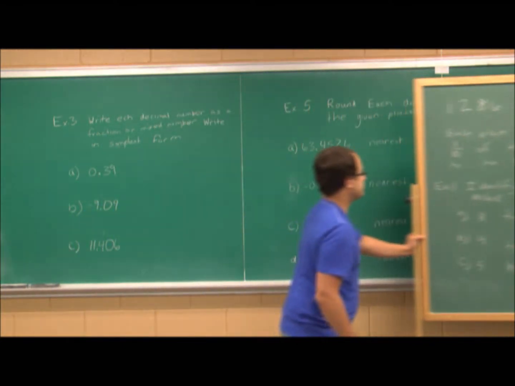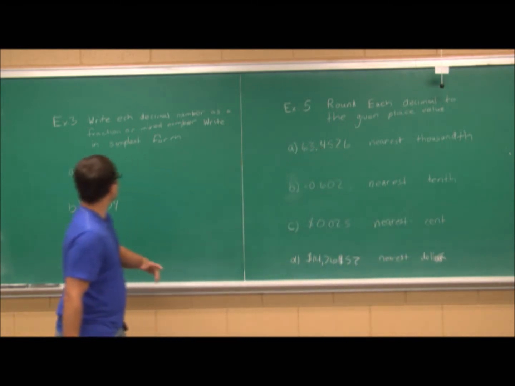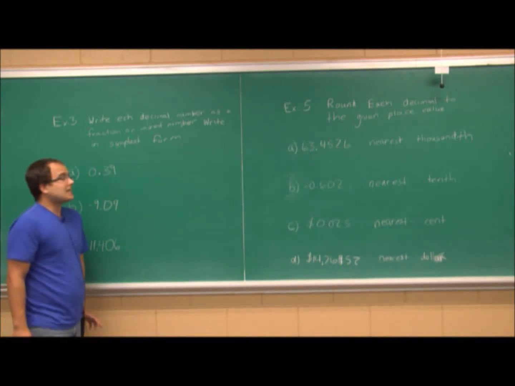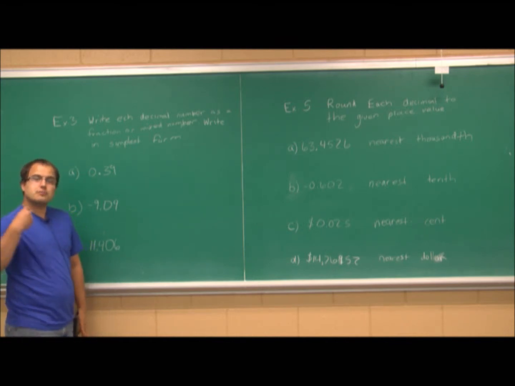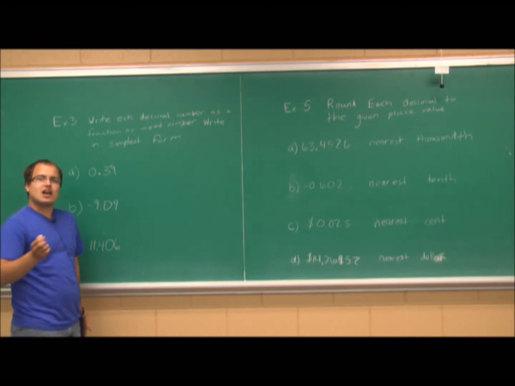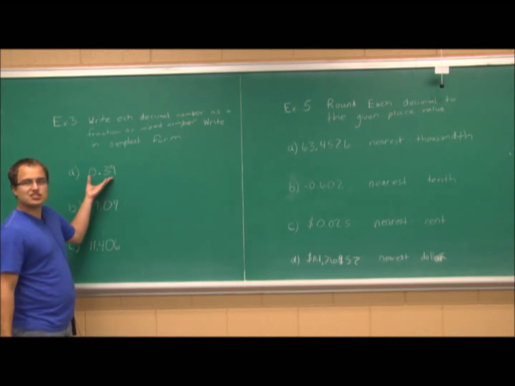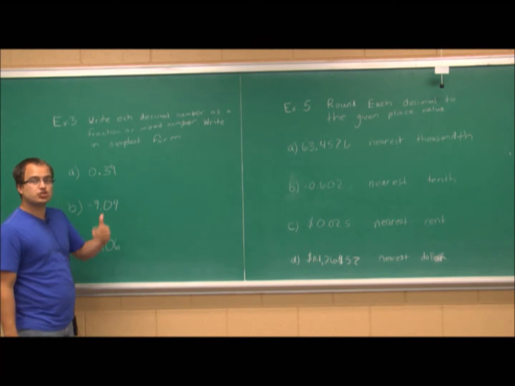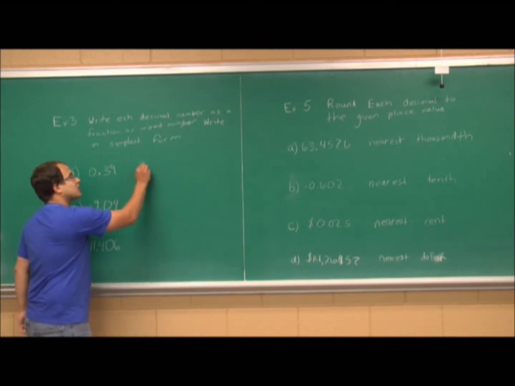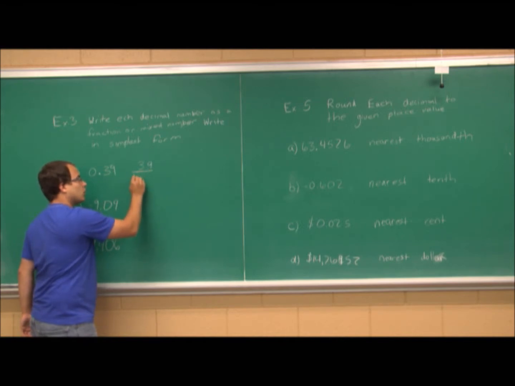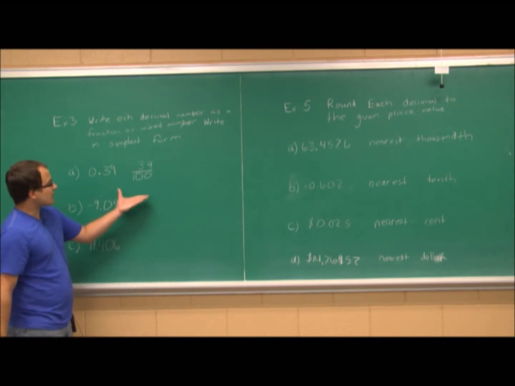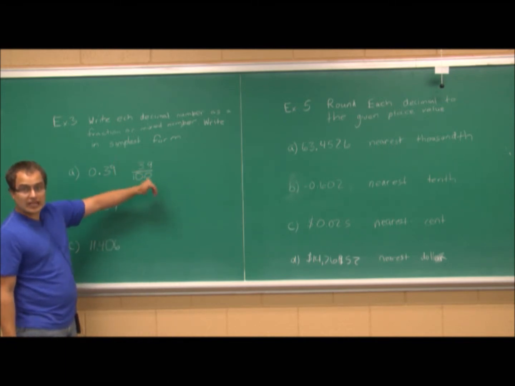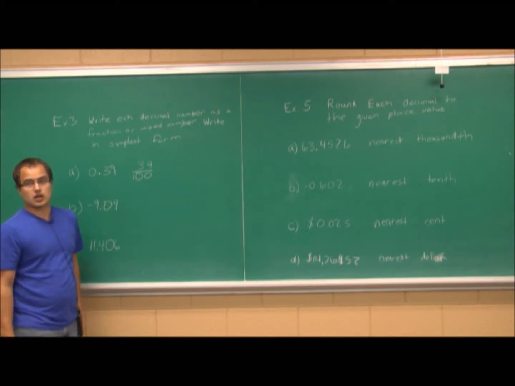Now on to example 3. Write each decimal number as a fraction or a mixed number. Write in simplest form. Now to go from decimal to fraction, what I do is I say what the decimal is out loud, and that tells me the fraction. Like for A, this is 39 hundredths, which tells me it's 39 over 100. And then you see if you can reduce. This is not reducible because 39 is 3 and 13, and 3 and 13 both do not go into 100.